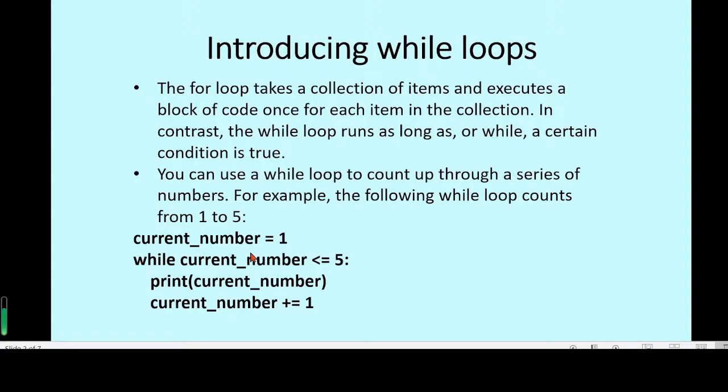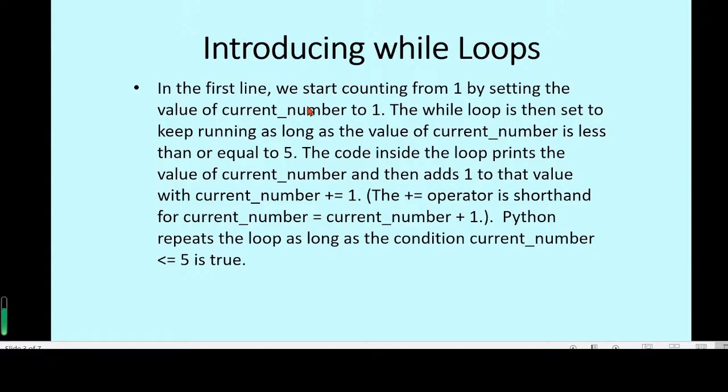Then it will go back and check again if this condition is still true. So on and so on until the current number is not less than or equal to 5, then the while loop stops. So in the first line, we start counting from 1 by setting the value of current number to 1, and the while loop is then set to keep running as long as the value of current number is less than or equal to 5. The code inside the loop prints the value of current number and then adds 1 to that value.